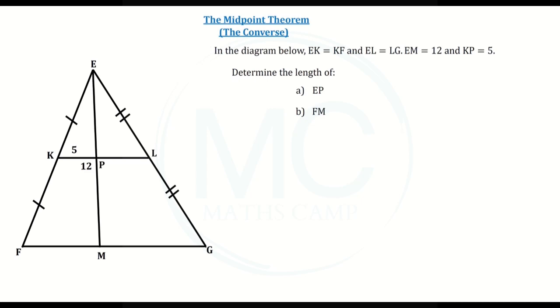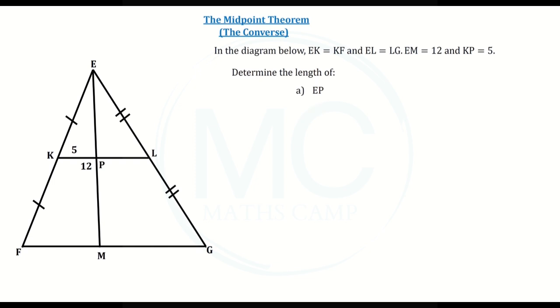In the diagram below, EK is equal to KF and EL is equal to LG. EM is equal to 12 and KP is equal to 5. Determine the length of EP and FM. Let's start with part A. Determine the length of EP.